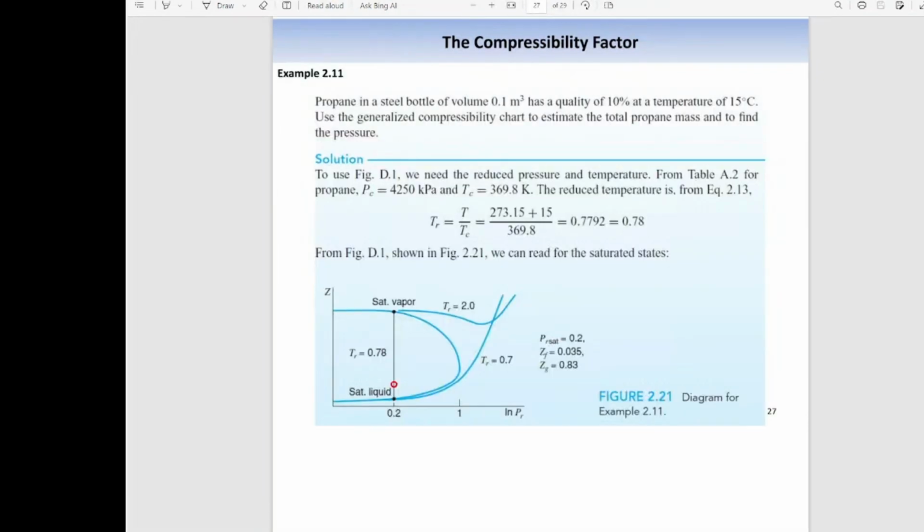Okay, so now we'll solve a problem with the compressibility factor. You have propane in a steel bottle, 0.1 cubic meters in volume, with a quality of 10%, and at a temperature of 15 degrees C. Use the generalized compressibility chart to estimate the total propane mass and find the pressure. So we're going to refer to the diagram that's given, and then we'll also have to go to table A.2 to find the critical points of pressure and temperature.